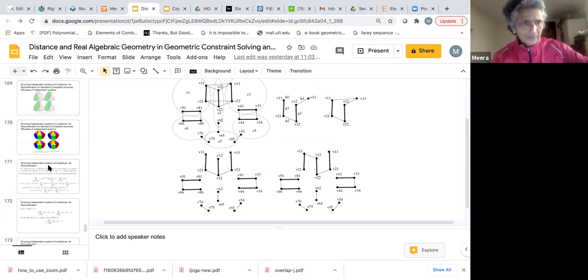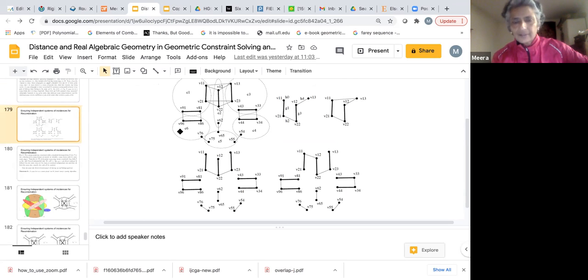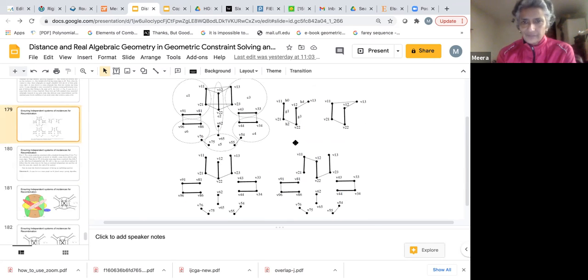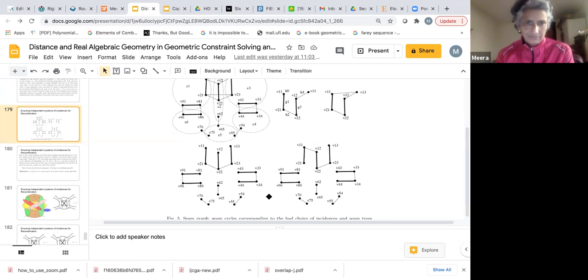Let's see. Yeah, this was a different example. Okay, so we'll come to another bigger example later. This one has the seam graph, and you'll see that some of these are not good, and some of these are good. Basically, it says that these two are seam trees that correspond to the well-formed choices of incidences. So it follows the exact same picture that we have here.